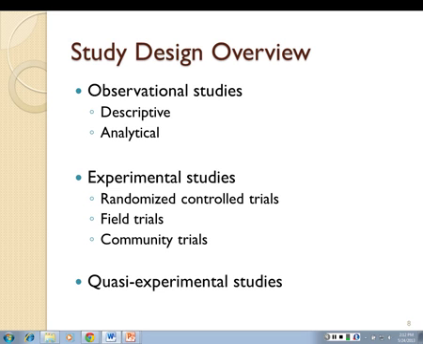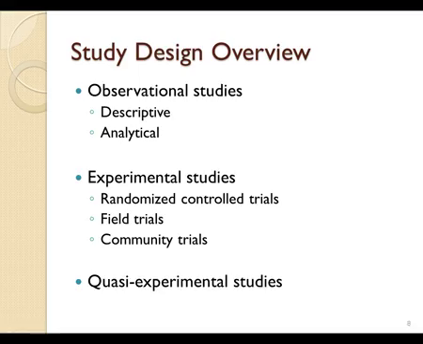Now, true experimental designs involve investigator manipulation as well as the random assignment of subjects to treatment groups. Quasi-experimental studies are similar to experimental studies in that the investigator applies the intervention, meaning that they manipulate the independent variable. Where they differ, however, is that quasi-experimental studies do not involve random assignment to treatment groups.